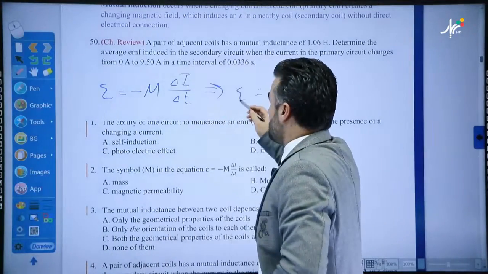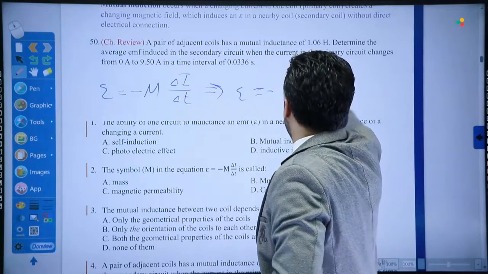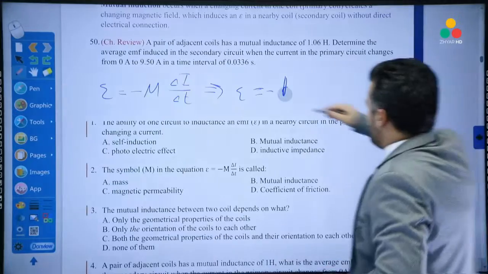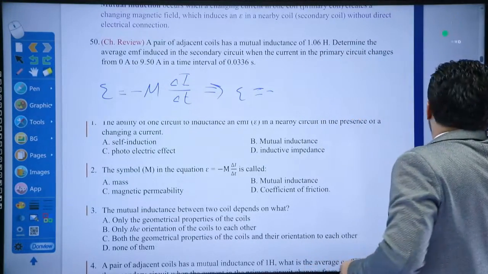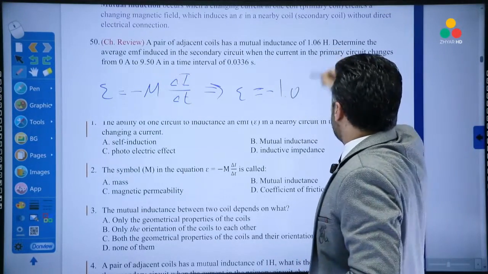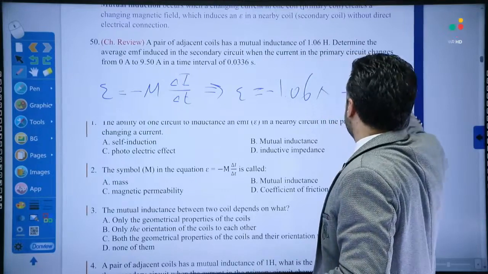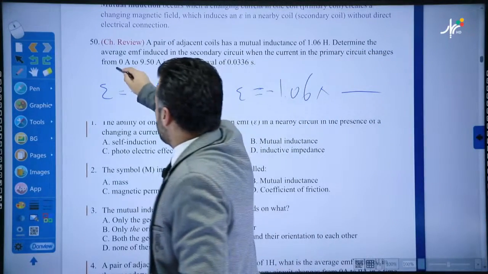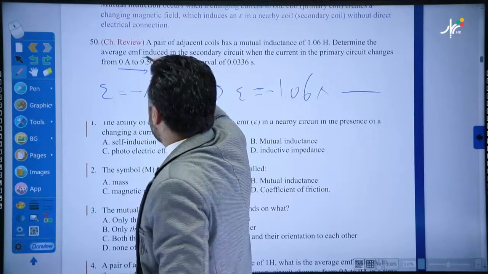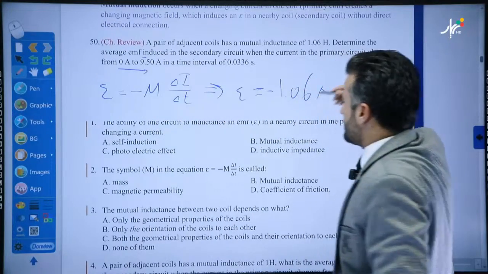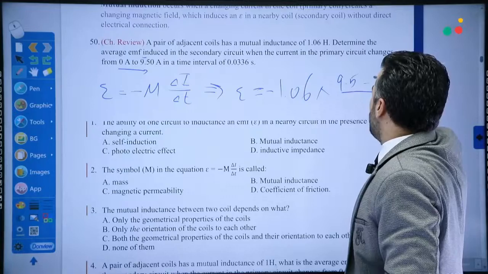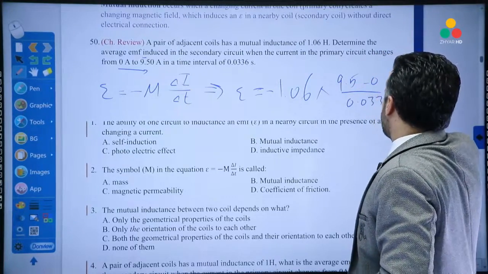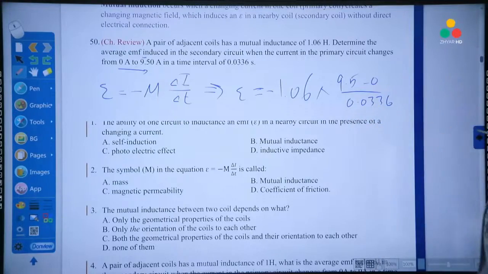So the electromotive force that is induced here equals negative 1.06, that is in Henry, don't forget, multiplied by the change in current. That is basically final minus initial, yeah? So it starts from 0 to 9.5. This is I2, which is basically 9.5 minus 0, divided by the delta t, which is 0.0336 seconds. And of course, you do the math, you will get the answer.